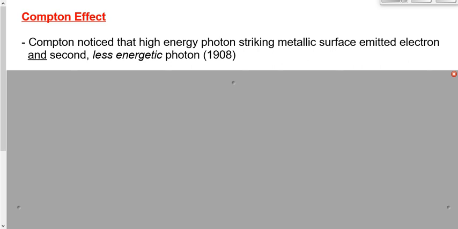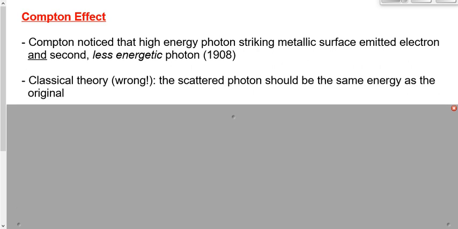So, how do you explain this second photon being less energetic? How do you explain that? Well, Compton suggested that when a photon strikes a piece of metal, here's my piece of metal with an electron in it, and that electron is ejected, and that second less energetic photon comes out of it, that that's really just a collision, just like we did back in February, a collision between two baseballs, or a collision between two vehicles at an intersection, or the collision between two football players running down the football field. It's really just a collision, except this time it's a collision between a photon and an electron, right?